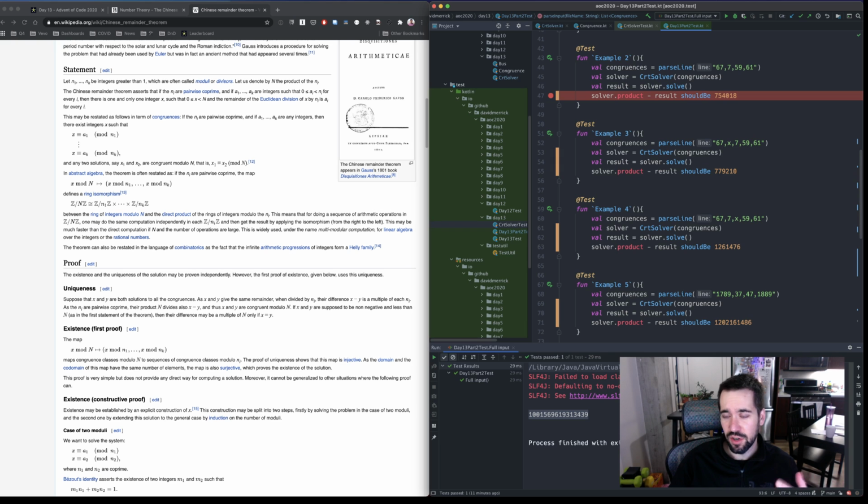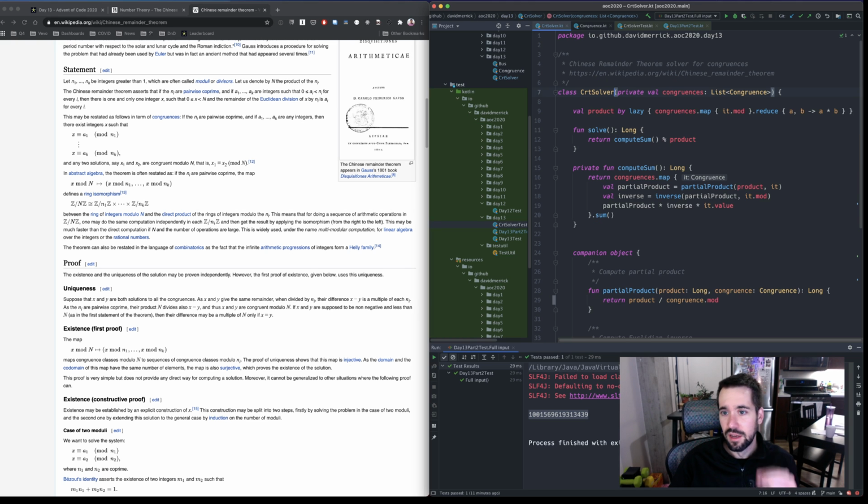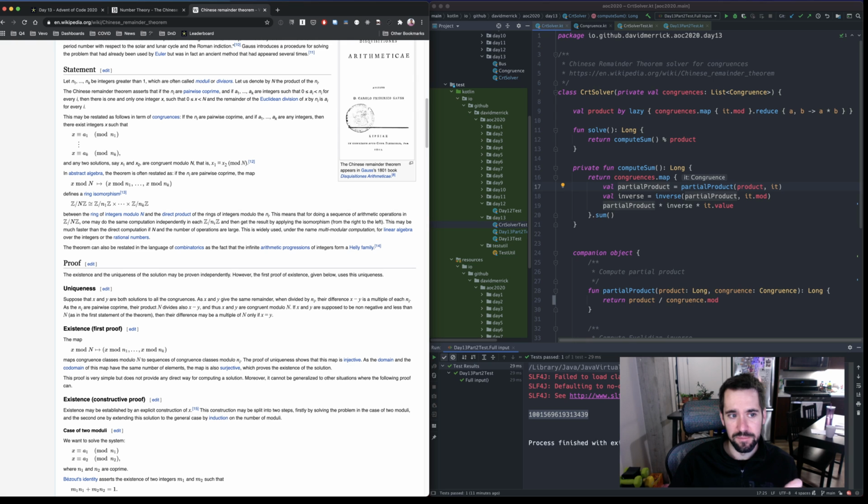So essentially, I created this solver, given this list of congruences, and then it computes the product by multiplying together the mods, the moduli here. And then the sum is, this is the Chinese Remainder Theorem. It's a sum of all the products of the partial product, which is this overall product divided out by the individual mod. So this partial product is the product divided by the mod.